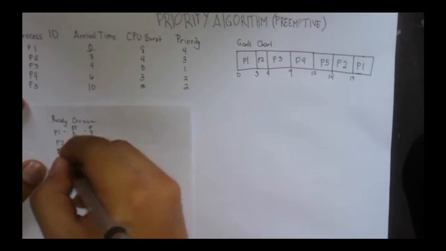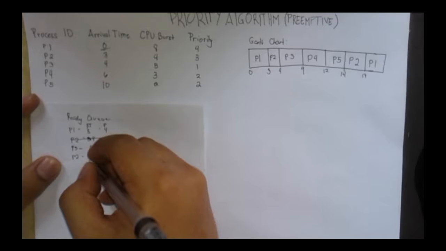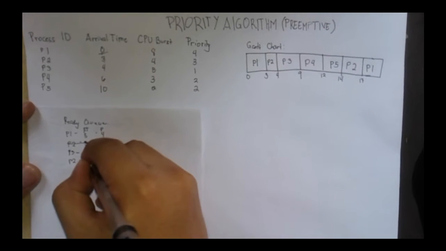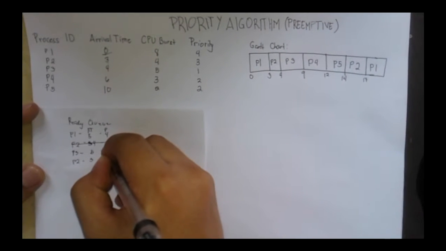Then P2 has a remaining time of 3. Then its priority is 3.